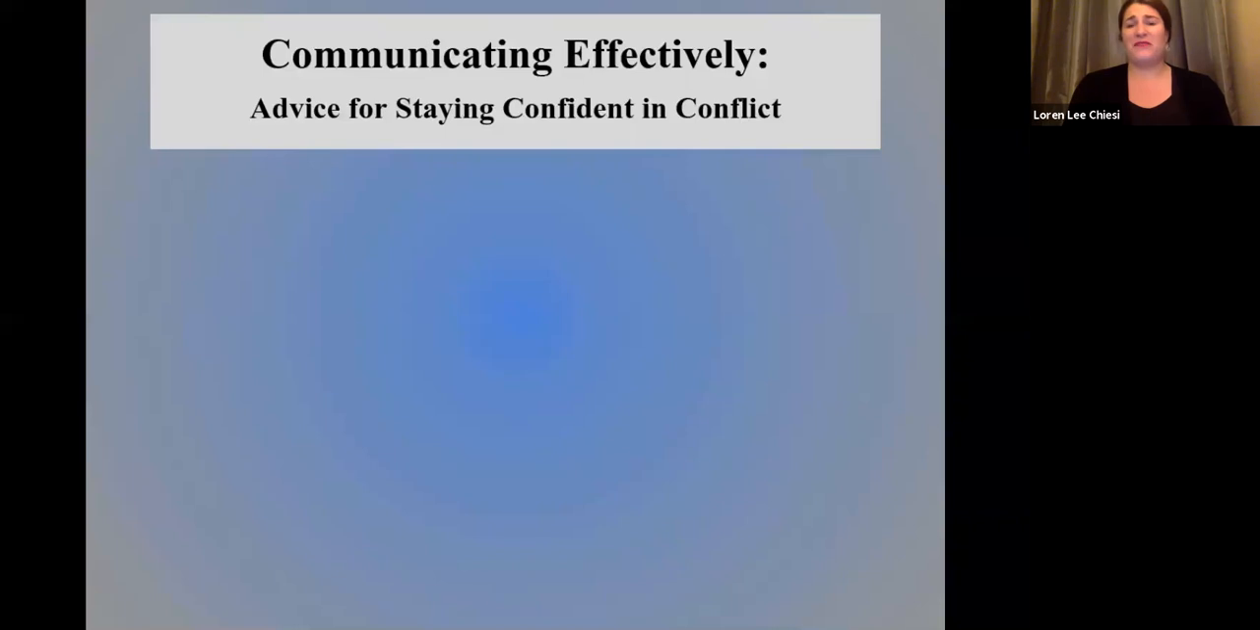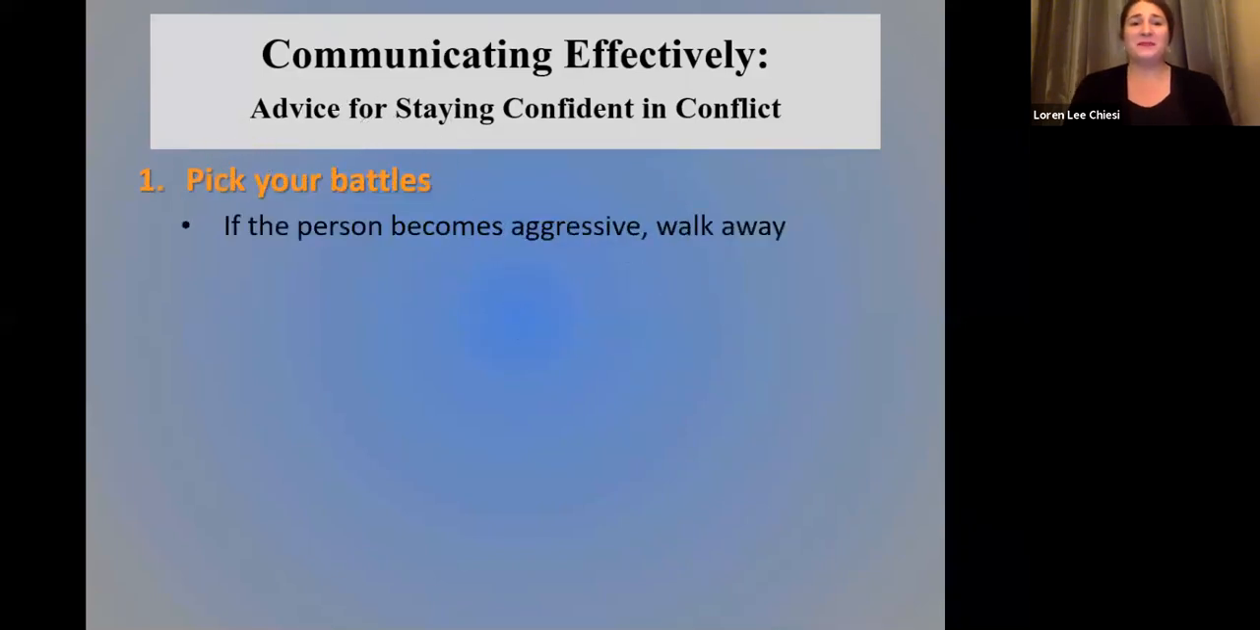And that doesn't make you feel good. So the first advice here is just pick your battles. If a person starts becoming aggressive, just walk away from the situation.